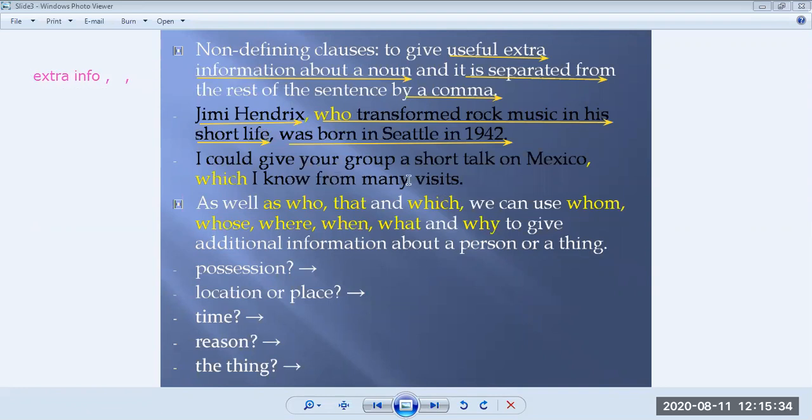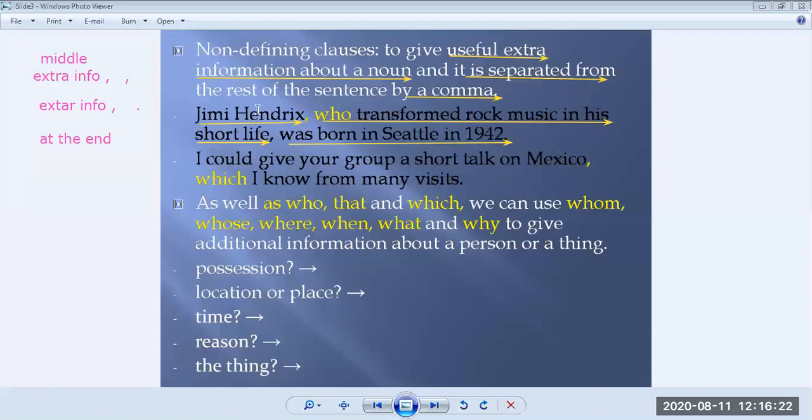So next one, I could give your group a short talk on Mexico, which I know from many visits. Here, instead of a second comma, extra info goes with a comma and a full stop. Why? Because the first one is in the middle of the sentence. If it comes in the middle of the sentence, we use two commas. If it comes at the end, we use a comma with a full stop.